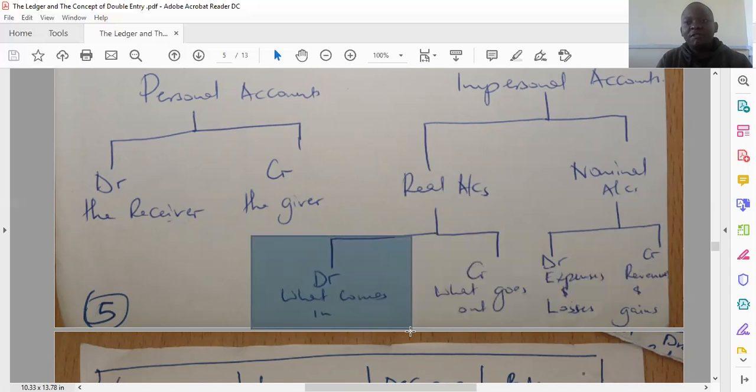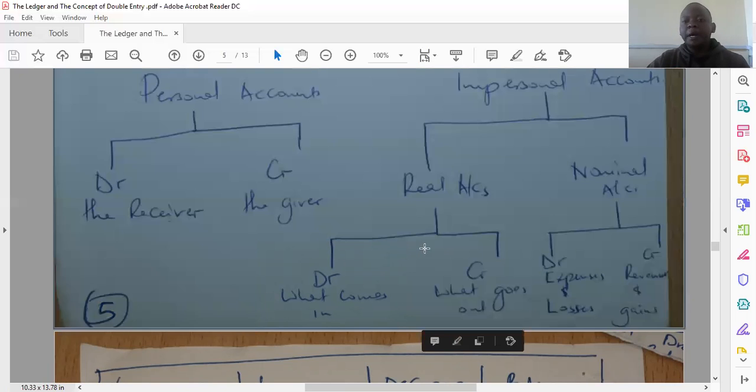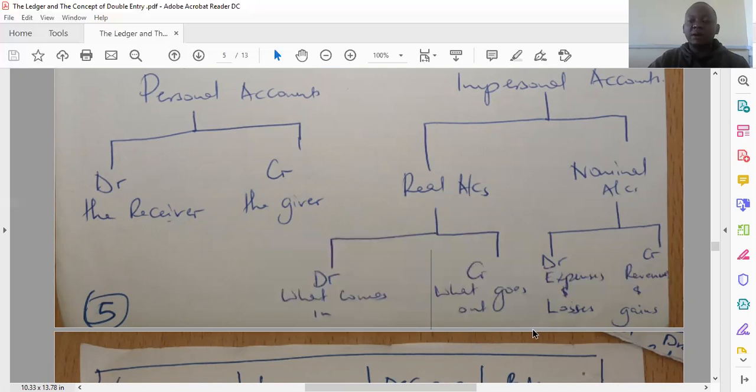And in case we sell the furniture, it goes out of the business, so we credit the furniture account. If the furniture has been sold, it goes out of the business, therefore credit the furniture account. I hope we're all together there. So for real accounts, we always debit what comes in, and we always credit what goes out. That is for assets.